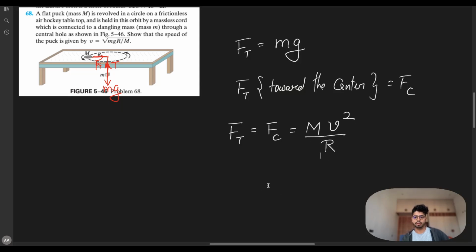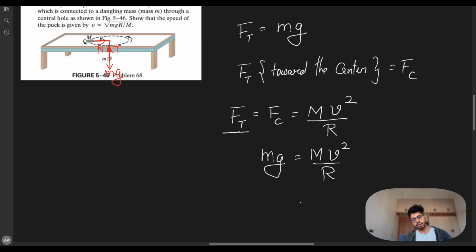When it is revolving, the centripetal force keeps it from falling down due to the mg force. So who provides the centripetal force here? It is provided by the tension force, and the tension force is equal to mg in this case. So mg is equal to capital M v squared by r.